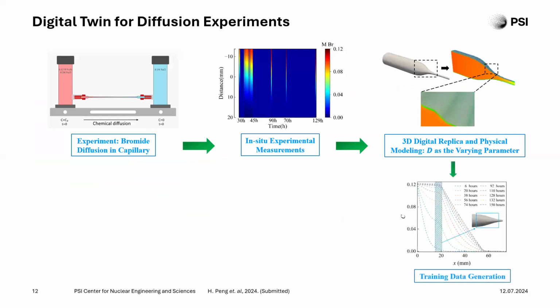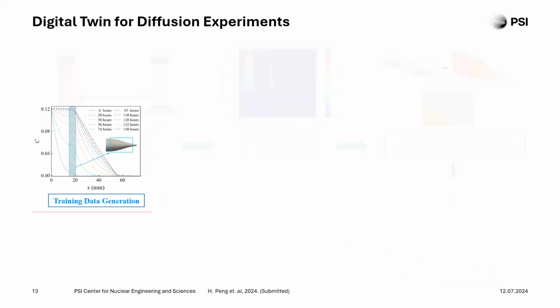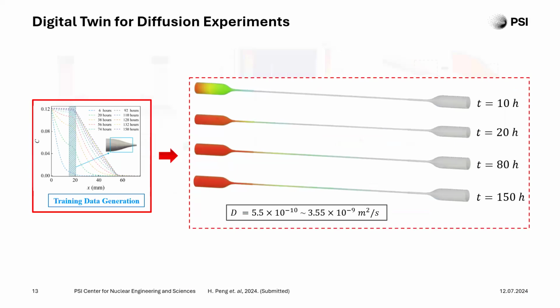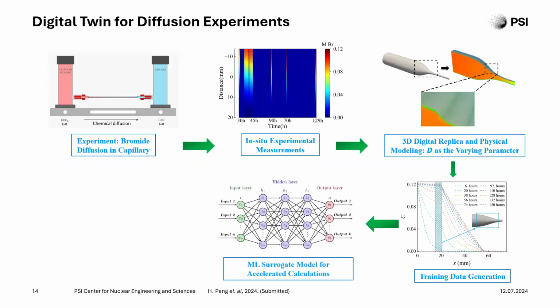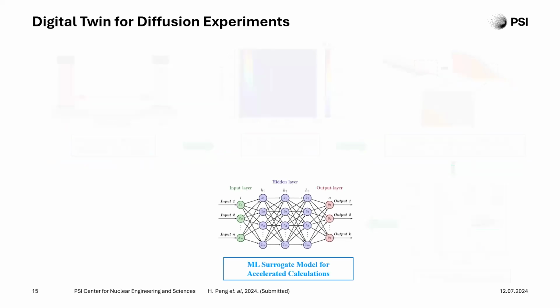And with this geometry, we then generate a training data set for our machine learning. The whole training data set consists of 13 cases of Lattice Boltzmann simulations with 13 different diffusion coefficients, ranging from 5.5 × 10^-10 to 3.55 × 10^-9. We output the concentration profile along the capillary direction at 2-hour intervals over a total of 150 hours. We then train the machine learning model with this dataset.